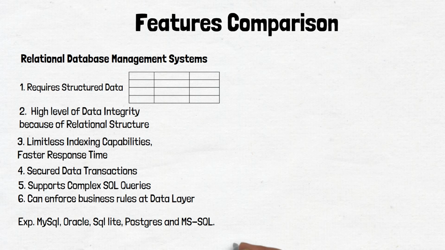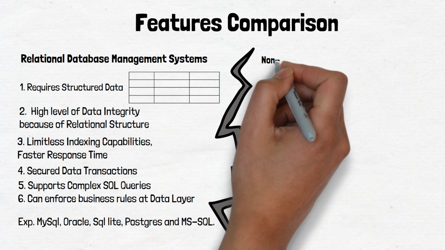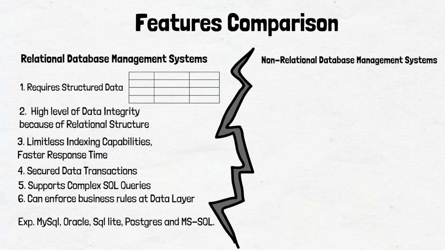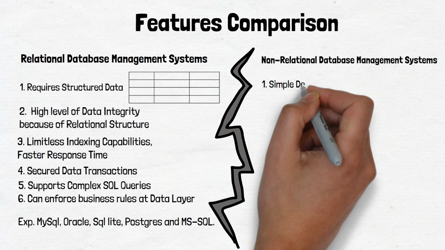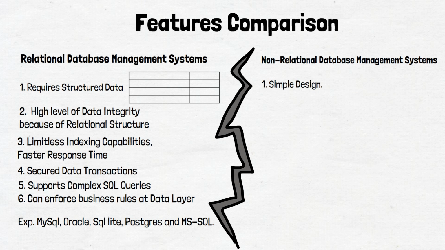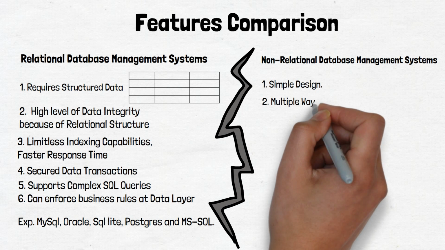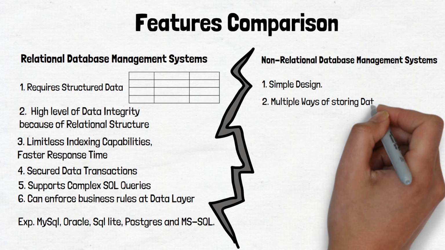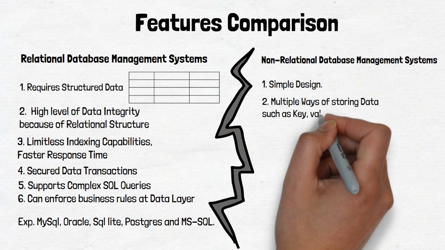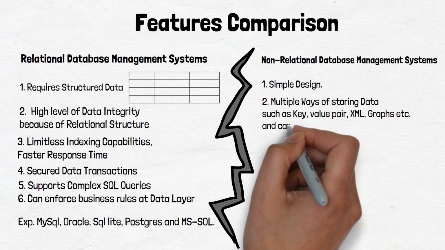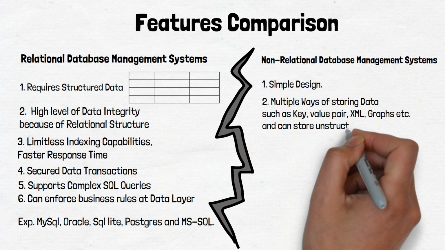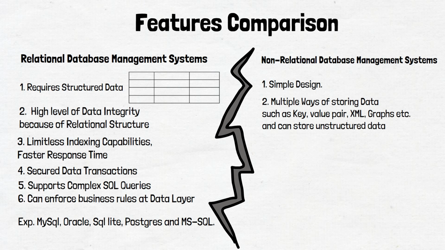Now let's see what non-relational databases have to provide in this tug of war. Well, first shall be the simplicity of the design, as they have the ability to store large amounts of data with very little structure. Second, they are document-oriented and save data in multiple ways based on the type of data, such as key-value pair, XML, graphs, etc. They also have the ability to capture all types of data, big data, including unstructured data.